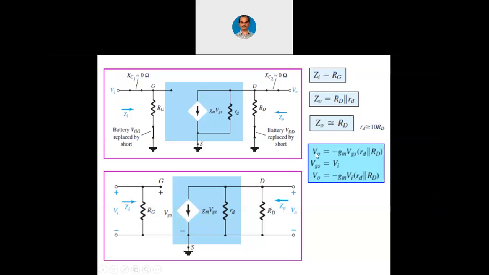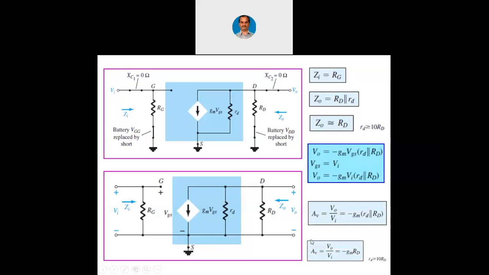Now we have V0 equals minus gm into Vgs into rd parallel with RD, right? We have to get an equation for output voltage. Output voltage is current into resistance. The resistance is known, the output impedance, and the current is known, gm into Vgs. And Vi is nothing but the input voltage between gate and source, that is Vgs. So V0 is minus gm into Vi into rd parallel with RD, because this Vgs term is there. So we can simply find V0 by Vi is minus gm into rd parallel with RD, or voltage gain AV is V0 by Vi equals minus gm into rd parallel with RD.